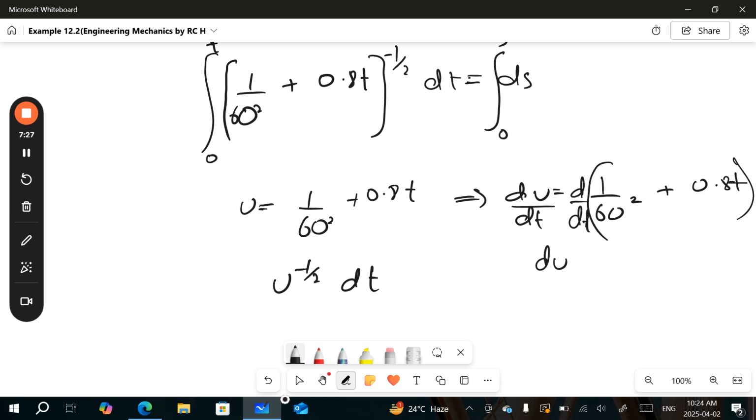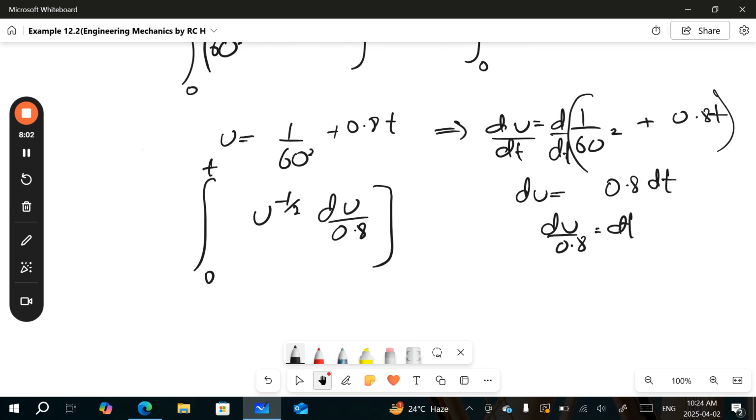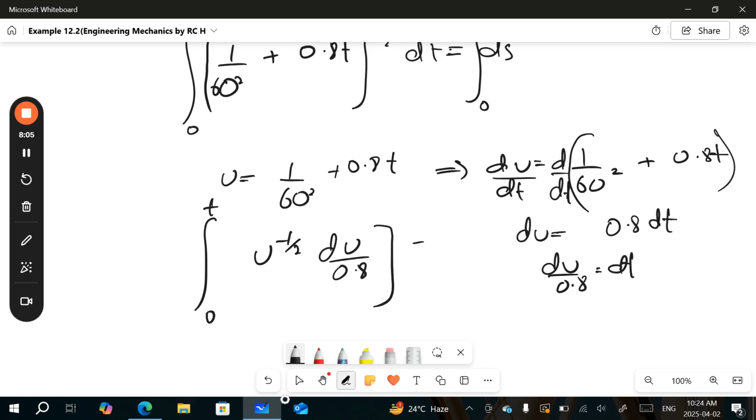So it becomes du is equal to 0.8 into dt. Substituting here, the dt becomes du by 0.8. As we can also write, du by 0.8 is equal to dt. So we have this equation, integral from 0 to t, is equal to integral from 0 to s of ds.